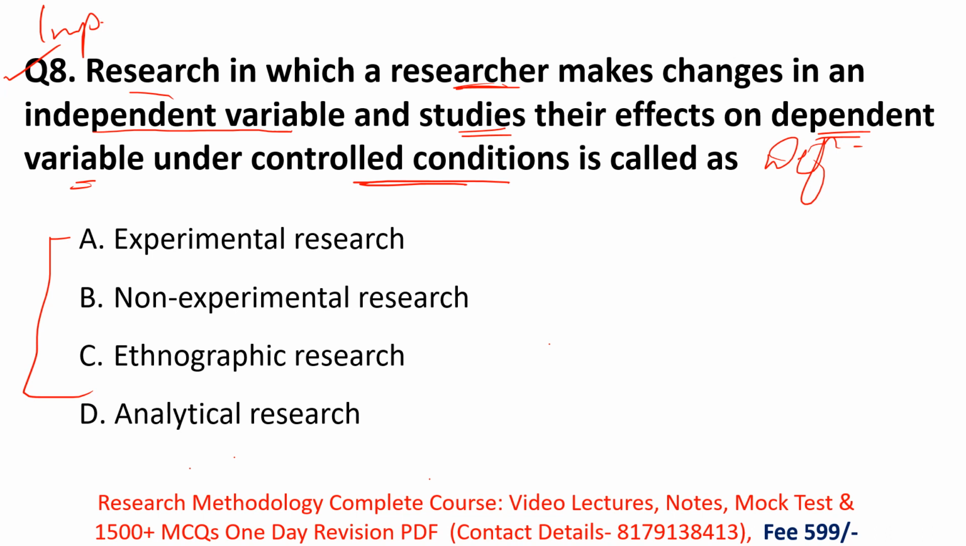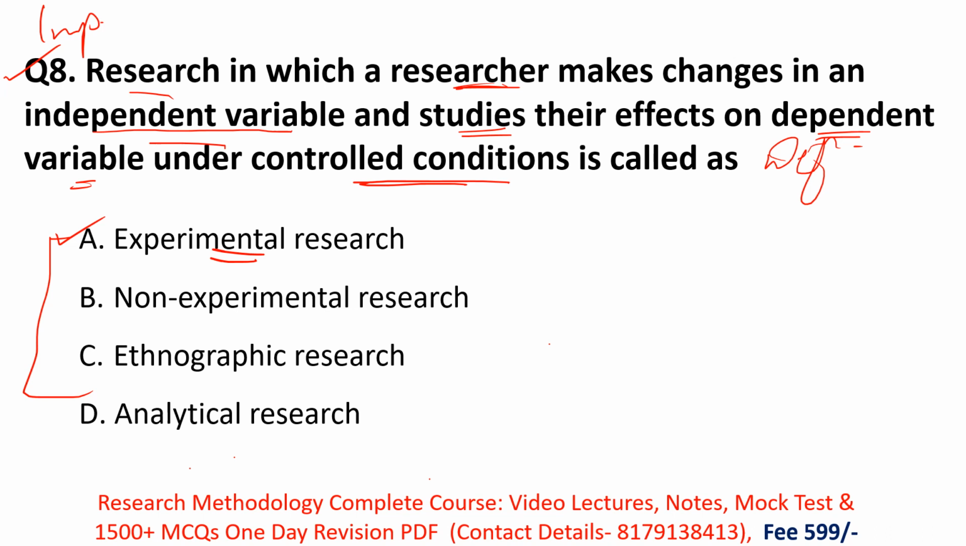So what is the researcher doing here? The researcher makes changes again and again in an independent variable to see their effects on the dependent variable. The research in which the researcher changes an independent variable to see its effect on the dependent variable is only experimental research. So that means this is the definition of experimental research.